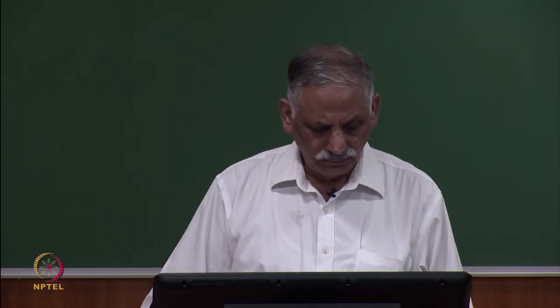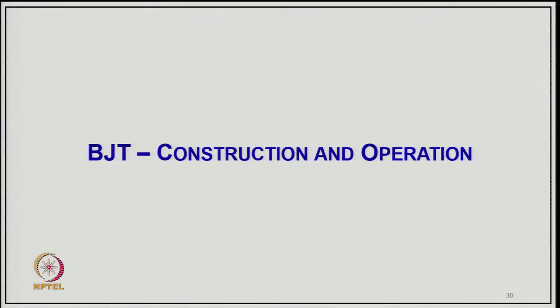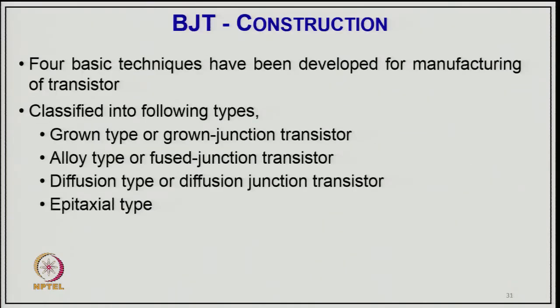Now, coming to the construction and operation of the BJT. There are 4 basic techniques that have been developed for manufacturing this transistor, and the classification of these techniques is in these 4 types: grown junction transistor, alloy type or fused junction transistor, diffusion type or diffusion junction transistor, and epitaxial type transistor.